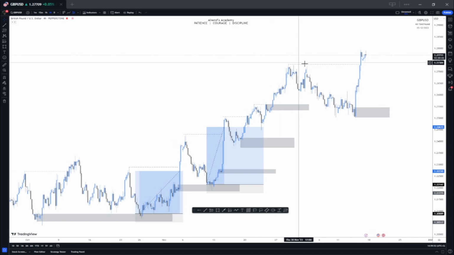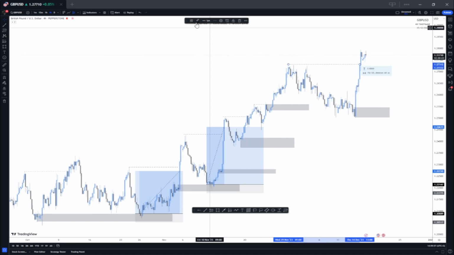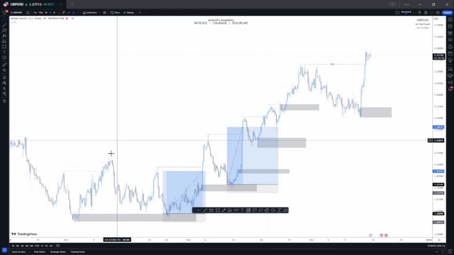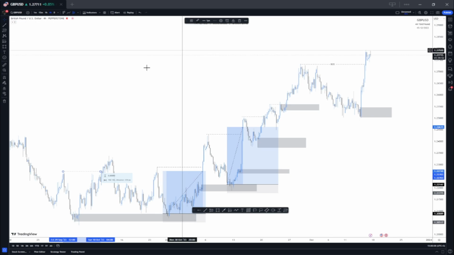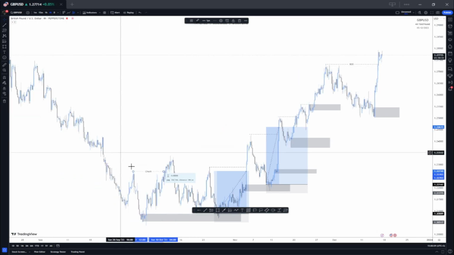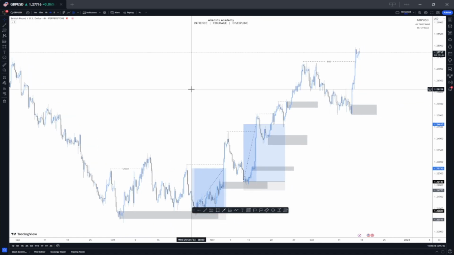We call this the break of market structure, or BOS. So for me, I have a template with BOS. Okay, the first break of structure, this one we call a change of character, because price was going down, now it's going up. Price was going down, it changed the character, now it's going up. So we call it a CHOCH, which means change of character.